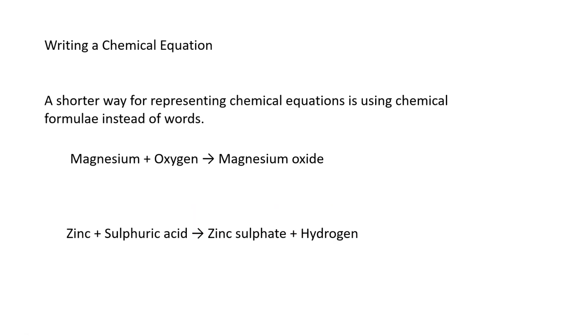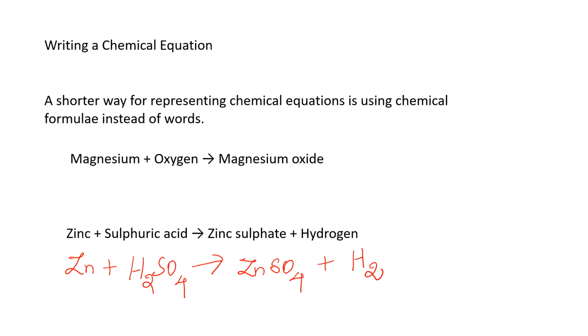Now, I'll give you one more example. Zinc plus sulfuric acid gives zinc sulfate plus hydrogen. The symbol for zinc is Zn. Sulfuric acid is H2SO4. Zinc sulfate is ZnSO4, plus H2. So you can use chemical formulae instead of words. That is the simplest, shorter way of representing a chemical equation.